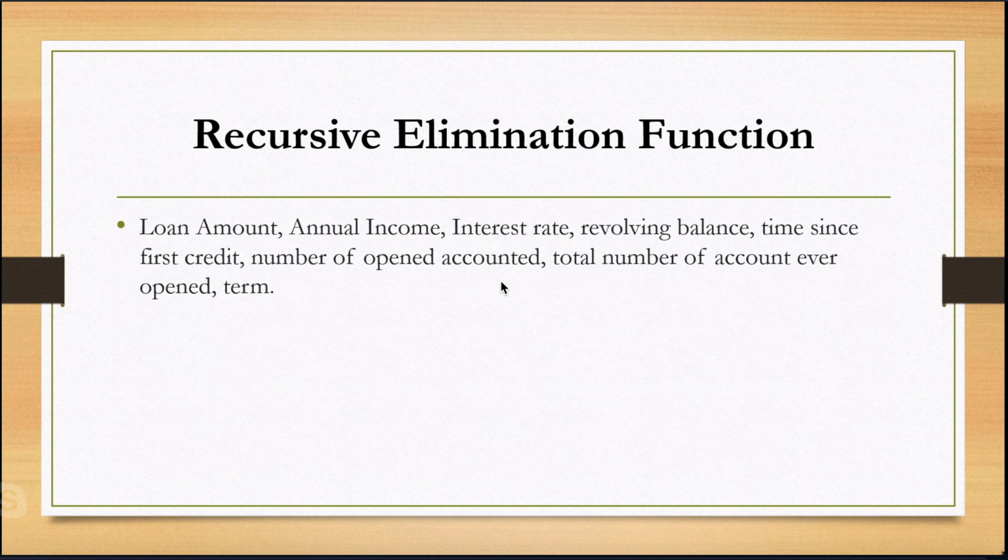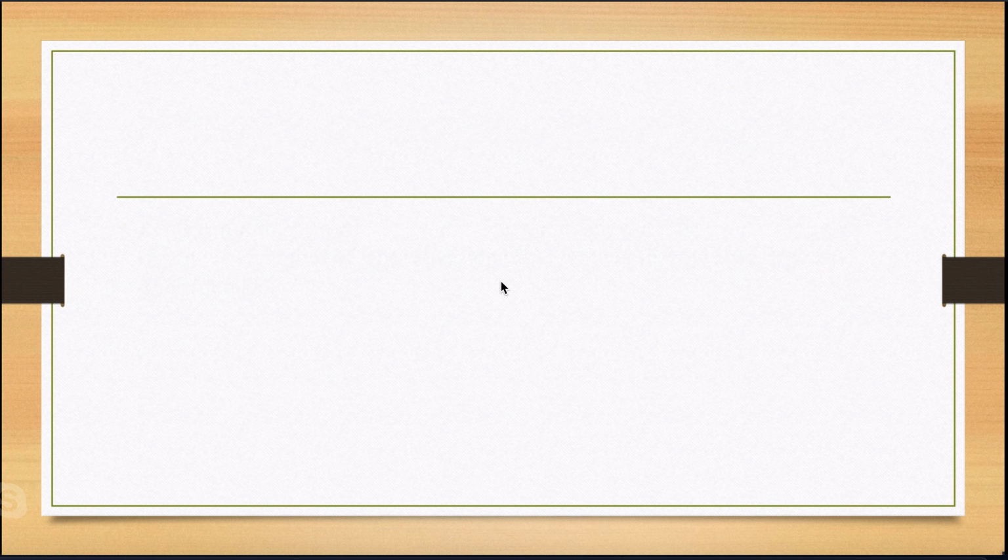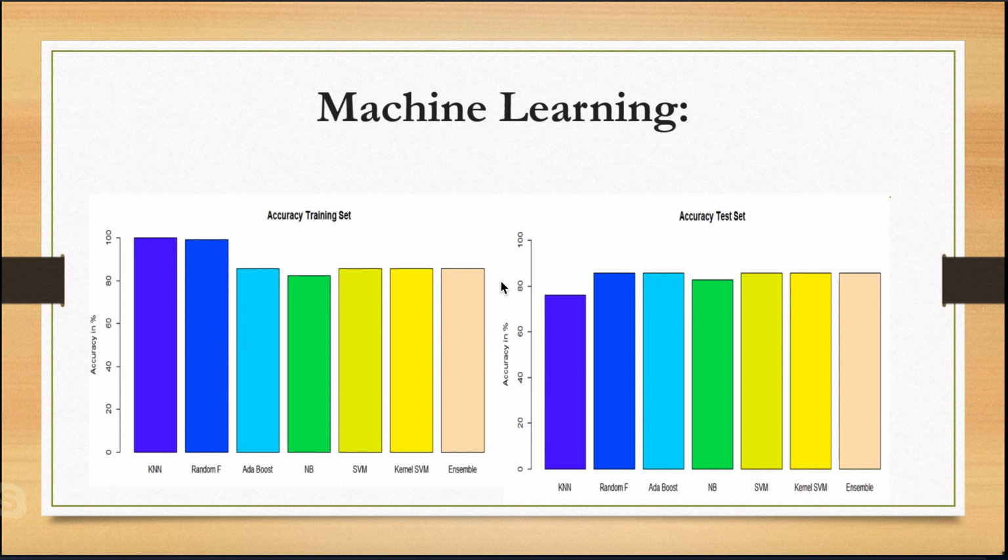The 8 features that were selected using this method were the loan amount, the annual income, the interest rate, the revolving balance, the time since the first credit, the number of open accounts, the total number of accounts ever opened, and the term of the loan. On the machine learning models, when we ran the forecast, we got very high accuracy on both the training set and the test set. We can see KNN with 100% accuracy and random forest with 99.9% accuracy on the training set. On the test set, results were a bit lower, but still pretty high.